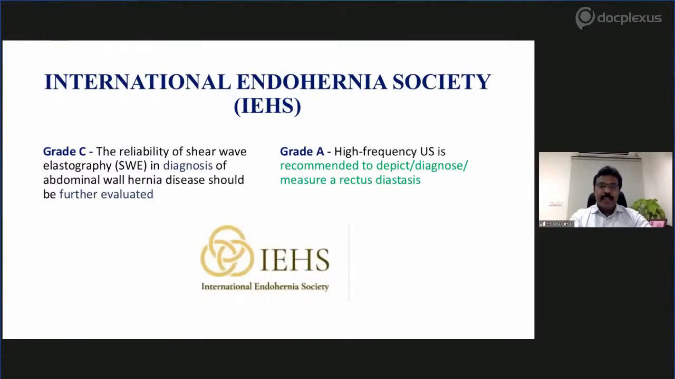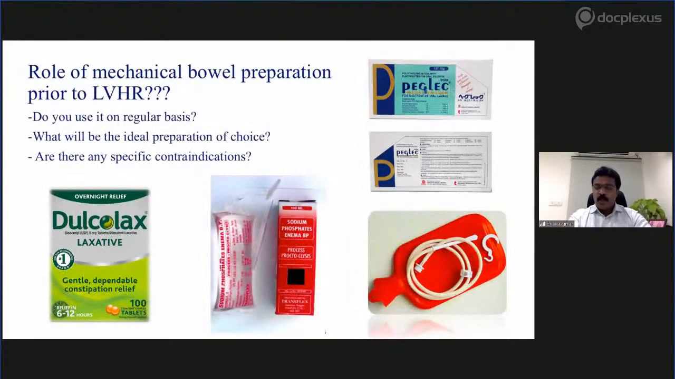Reliability and shear wave elastography diagnosis of the abdominal hernia disease should be further evaluated. The grade E, like high frequency ultrasound, is recommended for the diagnosis of rectus diastasis. Like, this is the guidelines from the IEHS. Next question for Dr. Flavio.